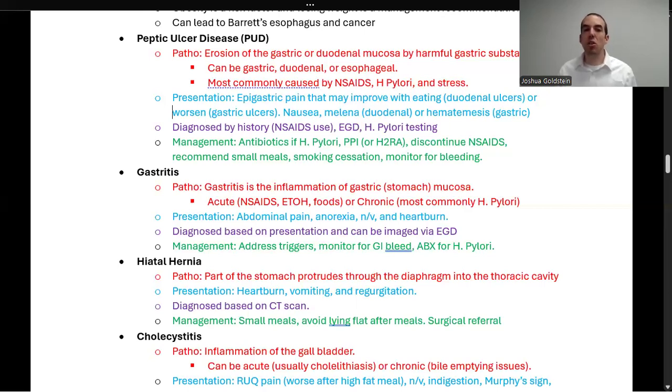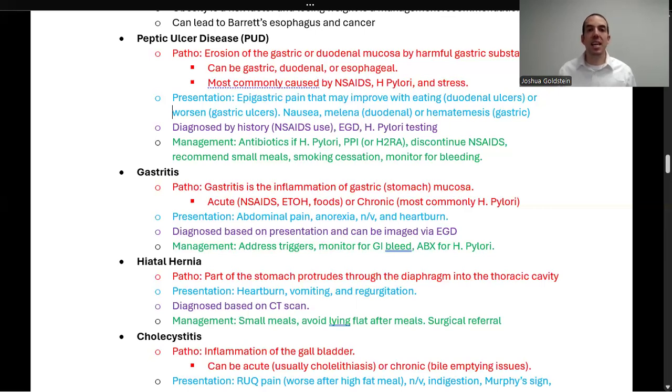There is one medication you'll learn about in pharmacology that can actually be used with NSAIDs to help protect the patient from the NSAIDs, but we're not going to get into that in this lecture. And then also, we're going to recommend the patient eat smaller meals and quit smoking if that's applicable. And obviously, as a nurse, we're going to monitor for any signs that this is turning into a GI bleed.